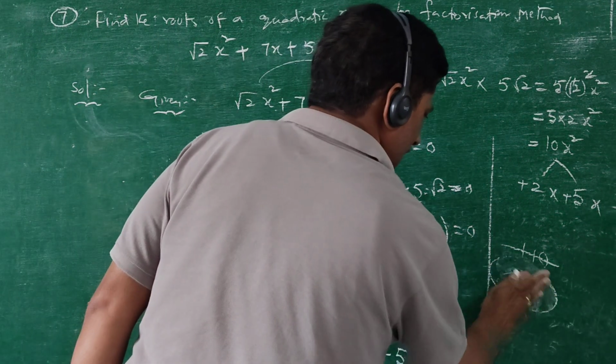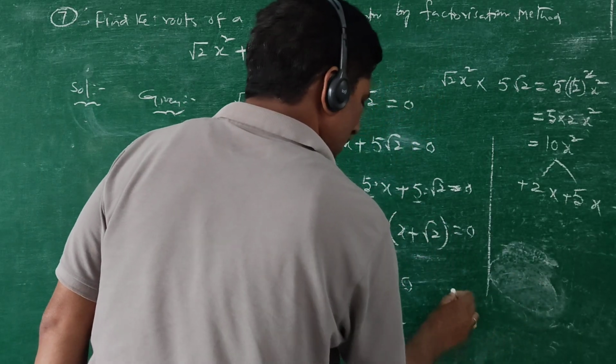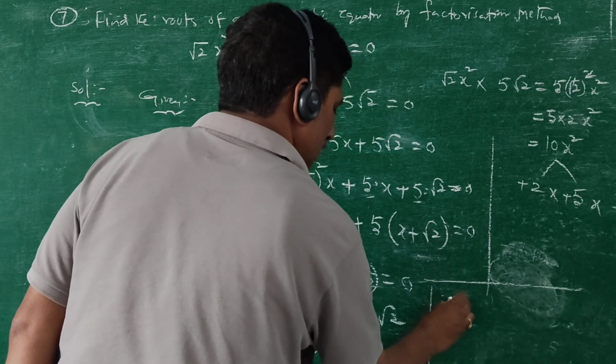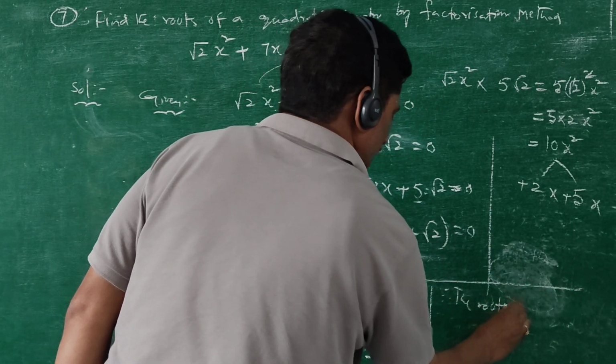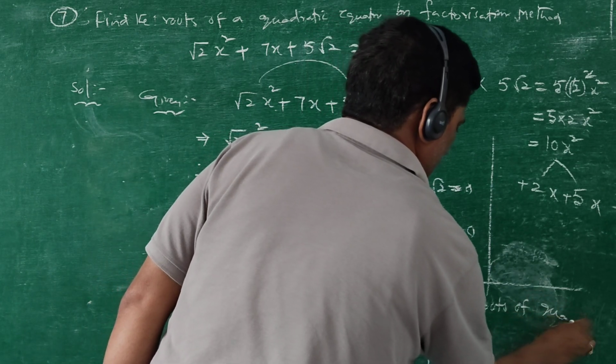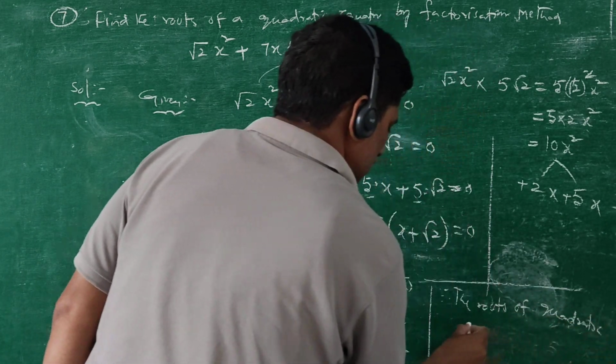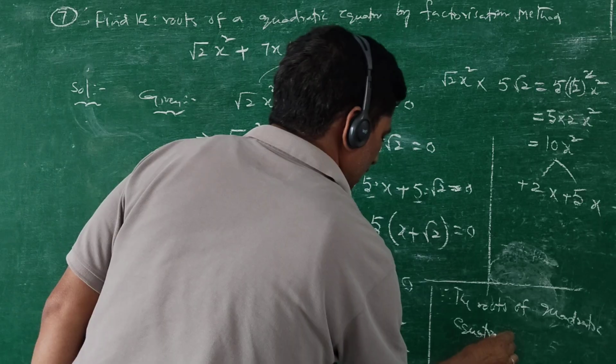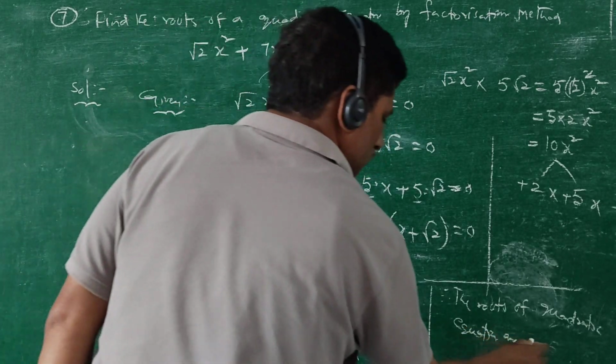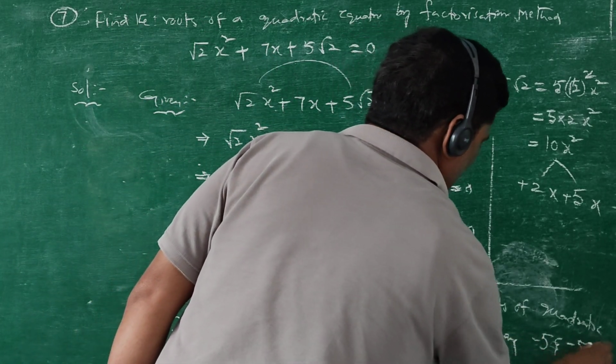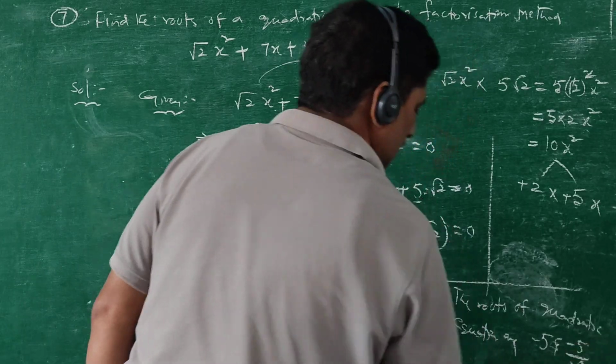Finally, therefore the roots of the quadratic equation are, what are the roots? Minus root 2 and minus 5 by root 2. That's it. I hope you understand.